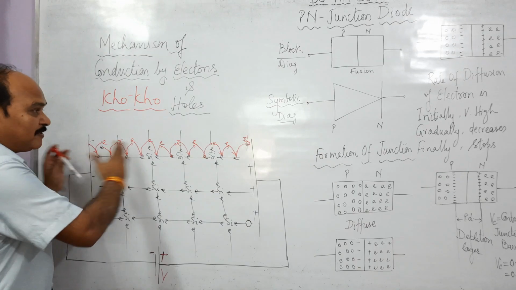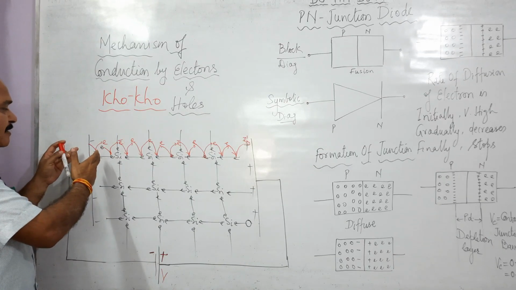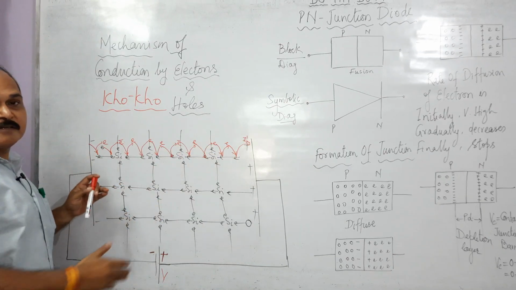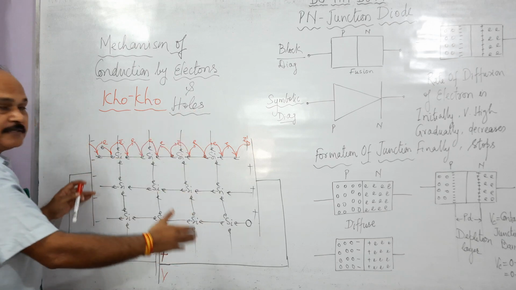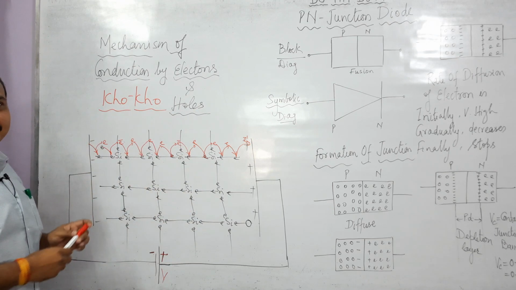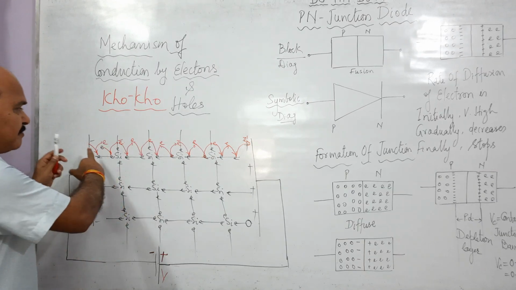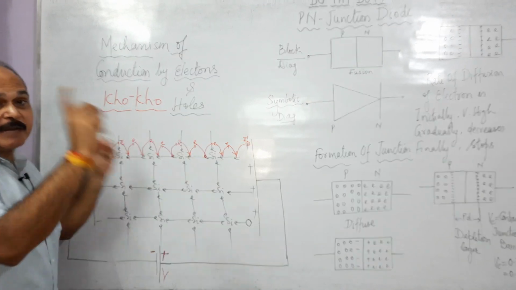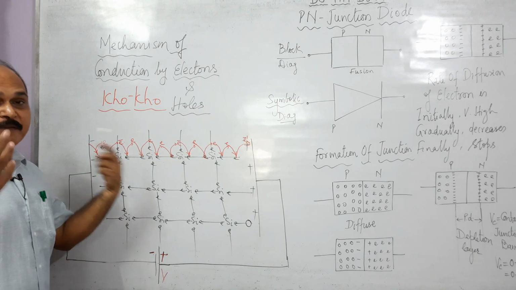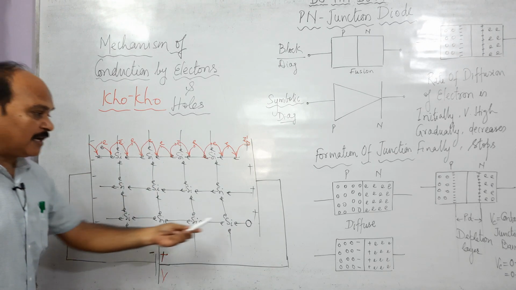But electrons are moving from the negative side to the positive side of these plates by playing this very popular Indian game Kho-Kho. This is the mechanism of conduction in N type semiconductor. And in P type semiconductor, the conduction takes place with the help of holes.